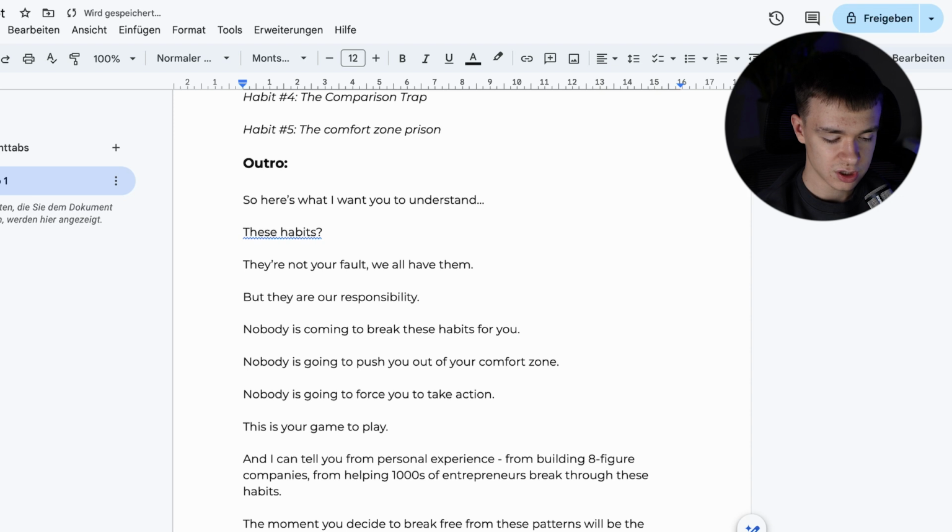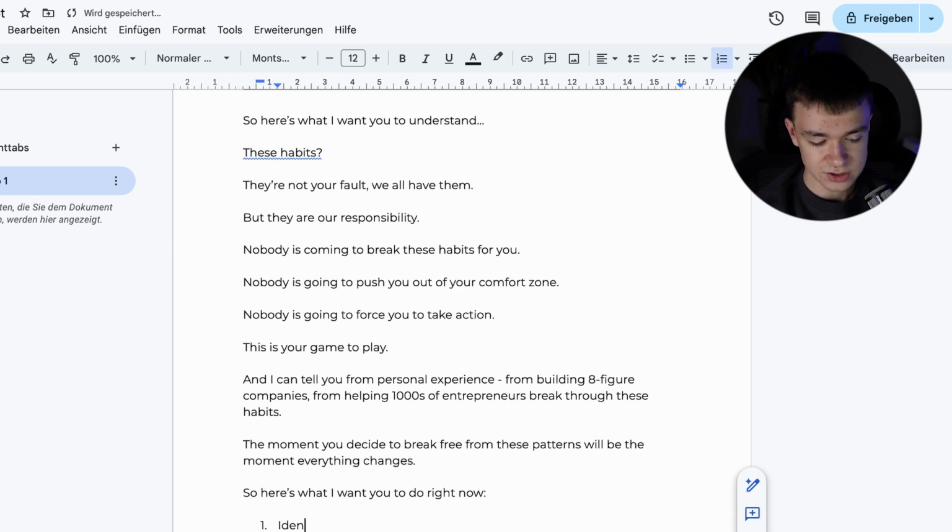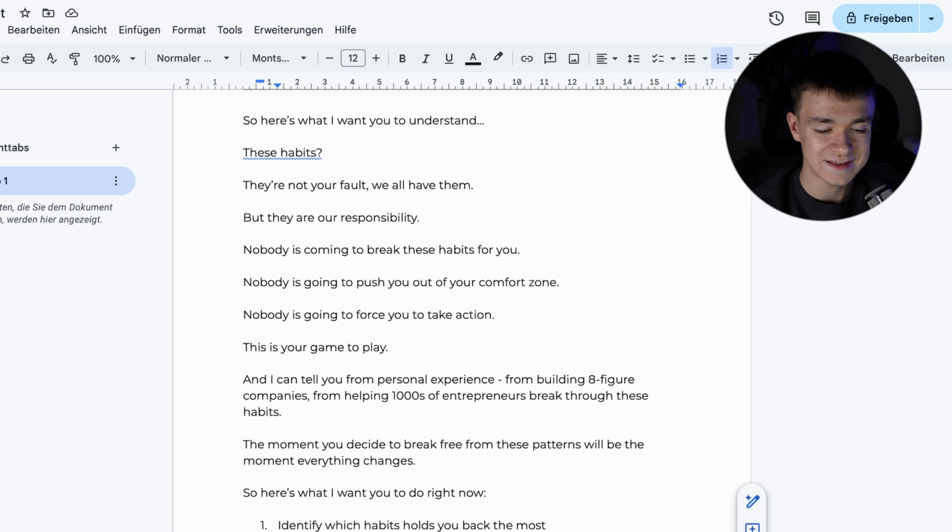So we say, so here's what I want you to do right now. Now we just basically give them a game plan. So we say, identify which habit holds you back the most. This would be step 1, for example. And then we say, commit to breaking it over the next 30 days. So we give them a time span. First of all, identifying the habit that actually holds them back the most, and then the time span where they need to start avoiding this habit and really get rid of it.